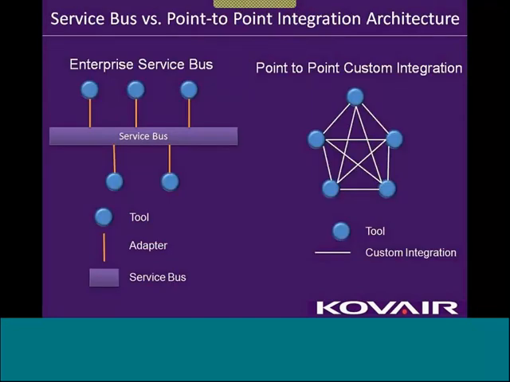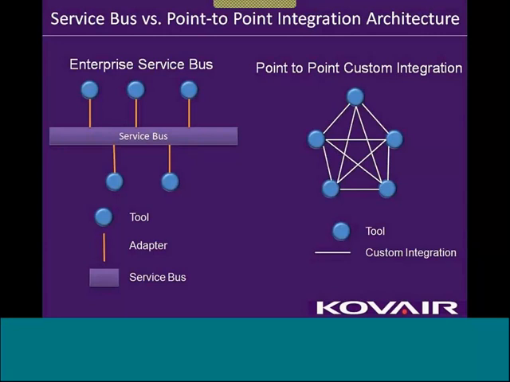Okay, now if you look at the integration technology, there are predominantly two architectures. Most of the tool vendors, as a matter of fact, all the tool vendors except Kovair, use point-to-point custom integration between the tools. And as you can see, as your number of tools increases, the number of custom integrations increases in an n-square order, whereas in an enterprise service bus, it is a linear order.